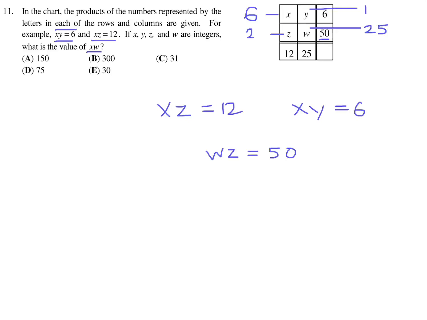So let's see if these numbers actually make everything work. xy is 6 times 1, that works. zw is 2 times 25, which is 50, that works. And then let's look at the columns. xz is 6 times 2, which is 12. And finally, y and w is 1 times 25, which is indeed 25. So that all works. So the question then finally asks us to find x times w. Well, x is 6, w is 25, and therefore 6 times 25 is 150. So the answer here is A.